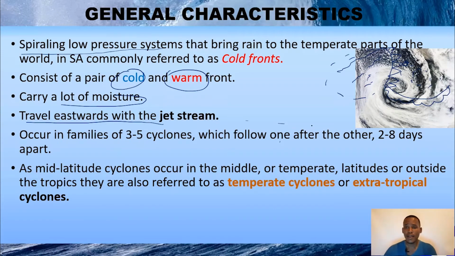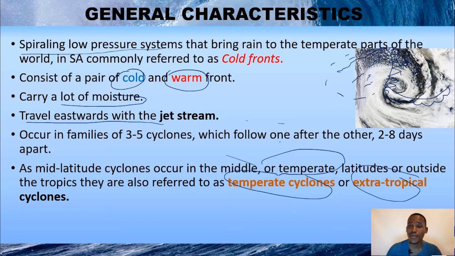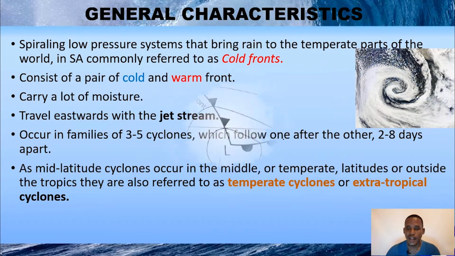And they occur in families, which means that a cyclone forms after the other. Usually they form in groups of 5 within about 2 to 8 days. Now, a mid-latitude cyclone, guys, is also referred to as a temperate cyclone because it forms in the temperate parts of the world, or it is referred to as an extratropical cyclone because it forms in areas away from the tropics, outside the boundaries of the tropics. Extra means outside the boundaries. Right, moving on to the next slide.